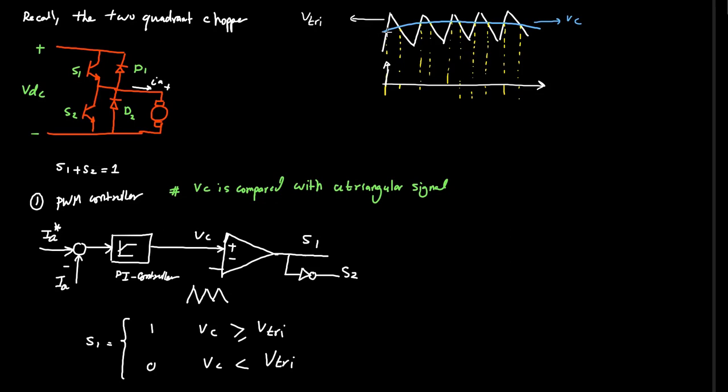Now let's compare between this point and this point. V triangular is greater than VC, then the gate pulse will be 0. Between this point and this point, VC is greater than triangular, then the gate pulse of S1 will be 1. So here I'm plotting the S1 gate pulse, or sometimes what we call the Q1 gate pulse. And between here and here, VC is less than the triangular, so the gate pulse is 0. After that, between this point and this point, VC is greater, then the gate pulse is 1, and so on. So this is how the gate pulse is generated.